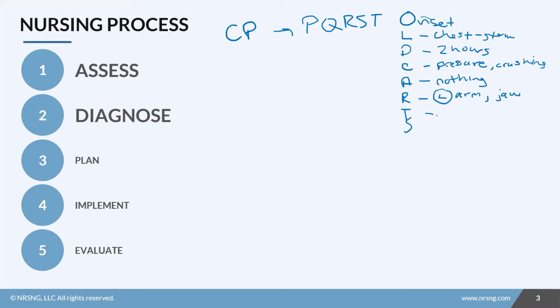So usually what we mean is, does it relate to anything? So is it like worse in the morning? Is it worse after you eat? Or is it just constant? And he's going to tell you this has been constant. And then S stands for severity. So this is when you ask, can you rate your pain on a scale of 0 to 10, 10 being the worst? And he's going to tell you it is a 10 out of 10. It's the worst thing I've ever felt in my life.